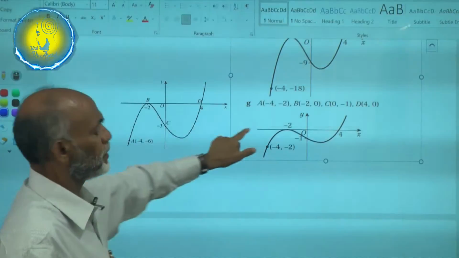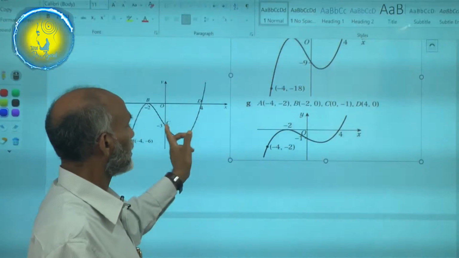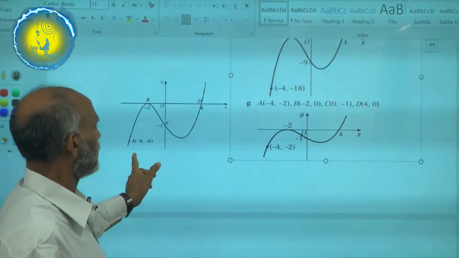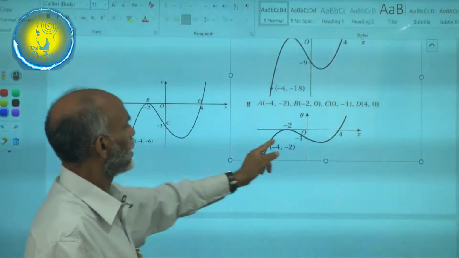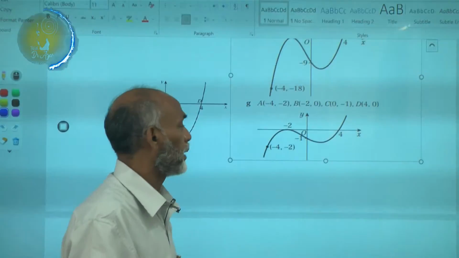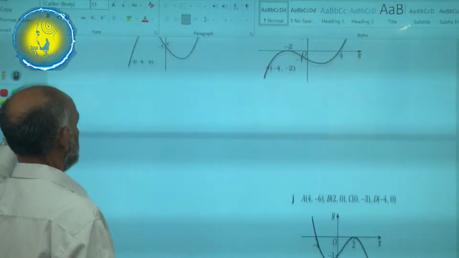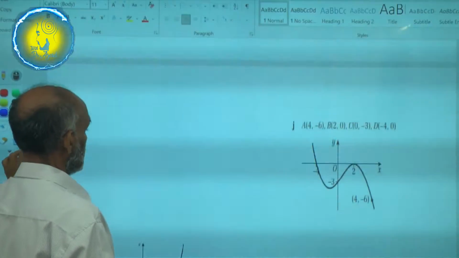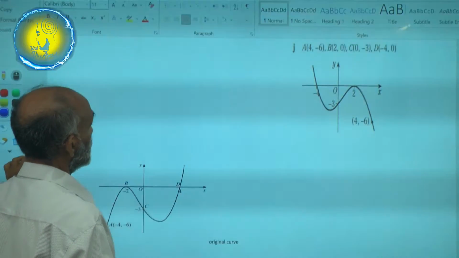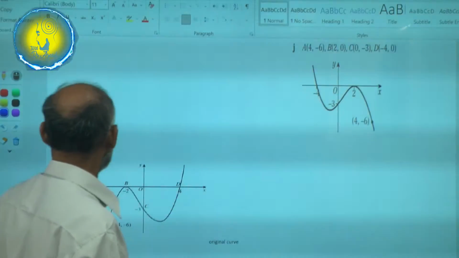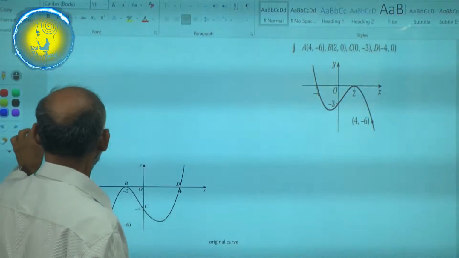In the case of G, the transformation is 1/3. We are multiplying with 1/3. Because we are multiplying with 1/3, the minus 3 you multiply and you will get minus 1. You can refer to the table and go through all the guidelines. Okay, in the case of example J, this is the original curve.